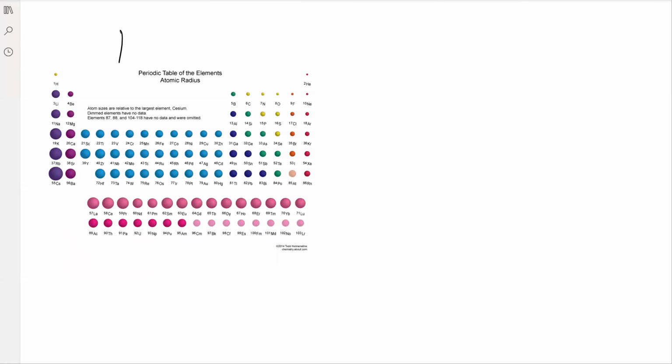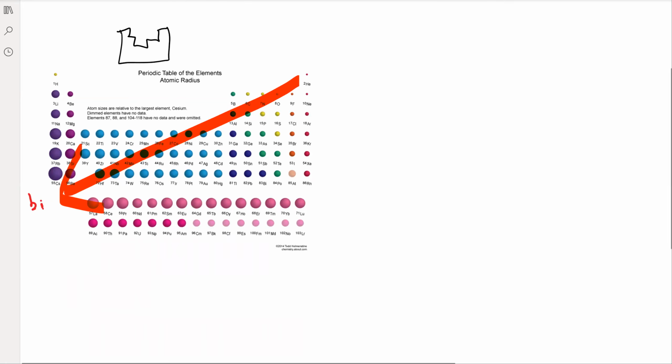Obviously, you don't have to draw this whole thing out. You can just draw a little outline of a periodic table. So what we can see is that generally when we go towards the bottom left, we get bigger. And so there's two trends that are occurring here. As we go down, we get bigger.